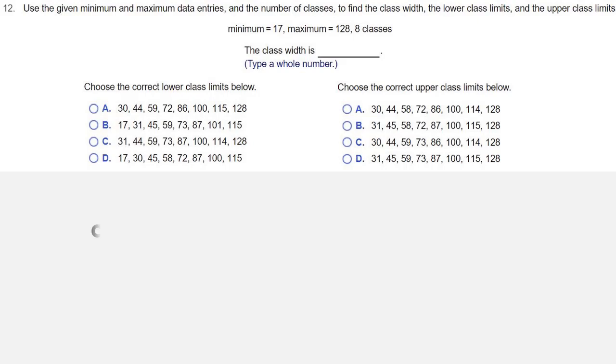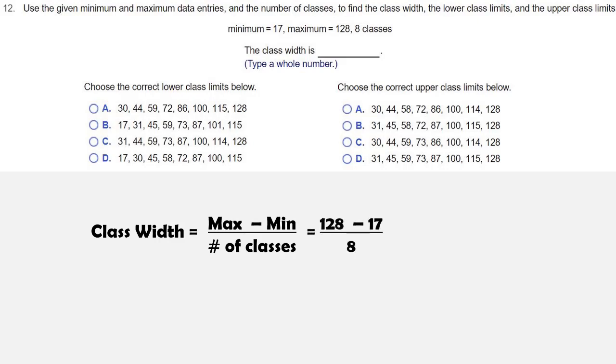So we'll start with the class width. The formula for class width is that it's the maximum minus the minimum divided by the number of classes. So the maximum is 128, the minimum is 17, number of classes is 8, so 128 minus 17 is 111. Then when we divide that by 8, we get 13.875. We always round the class width to the next highest whole number, so the class width is 14.